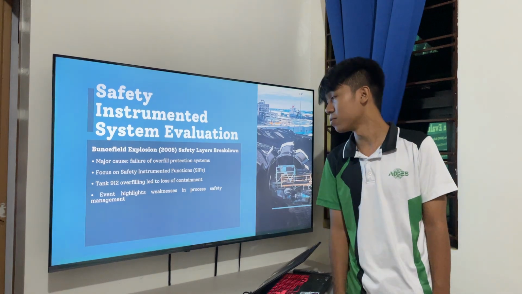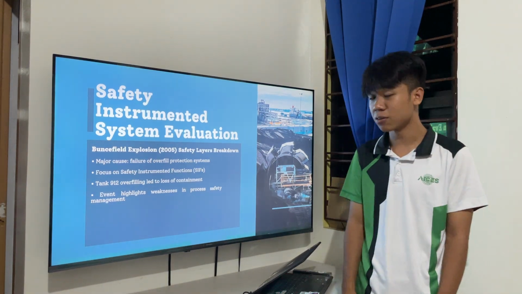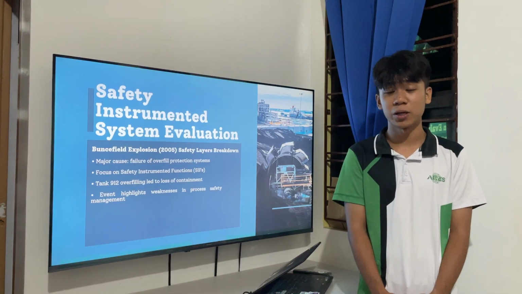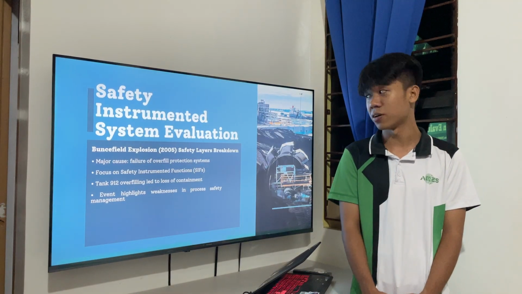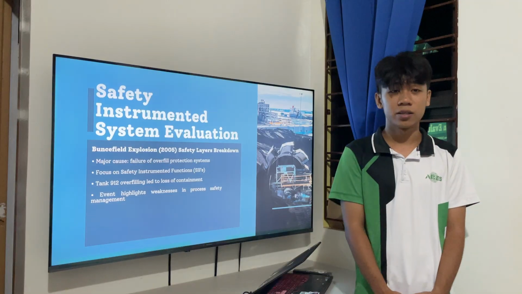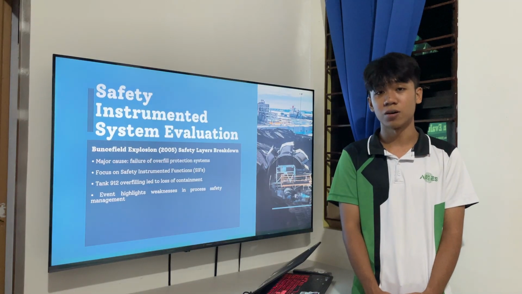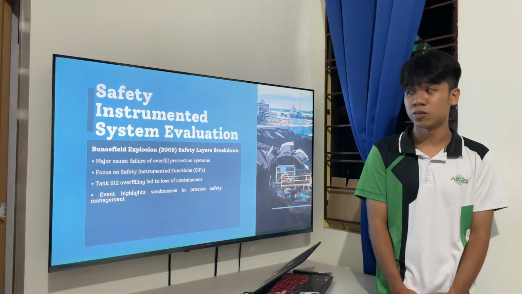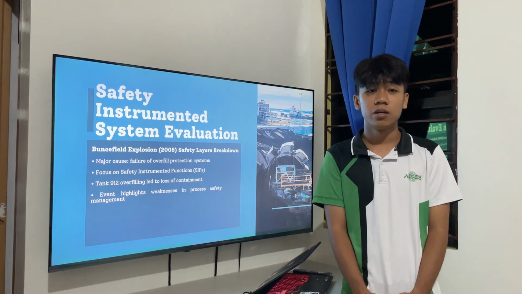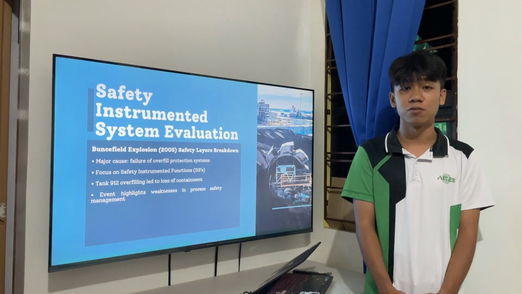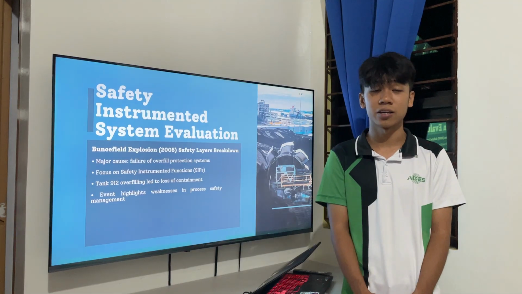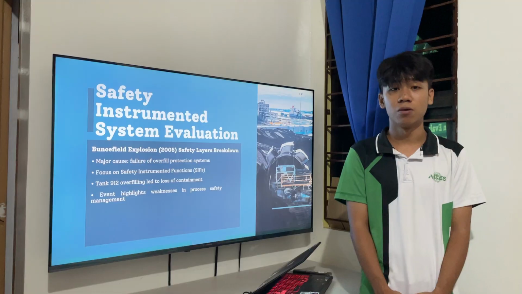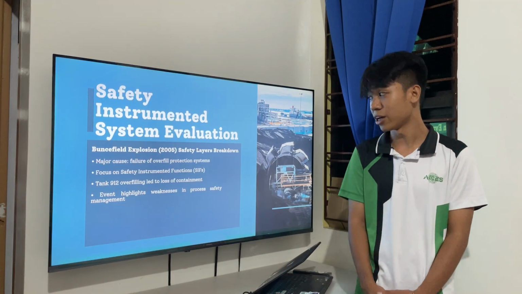For the SIS evaluation, or Safety Instrumented System evaluation, the Buncefield incident was caused by the breakdown of safety layers designed to prevent tank overfilling. The key safety-related function involved was the independent high-level switch or IHLS installed on storage Tank 912. This device was intended to act as the final line of defense by detecting a high fuel level and automatically stopping the inflow of gasoline to prevent loss of containment.